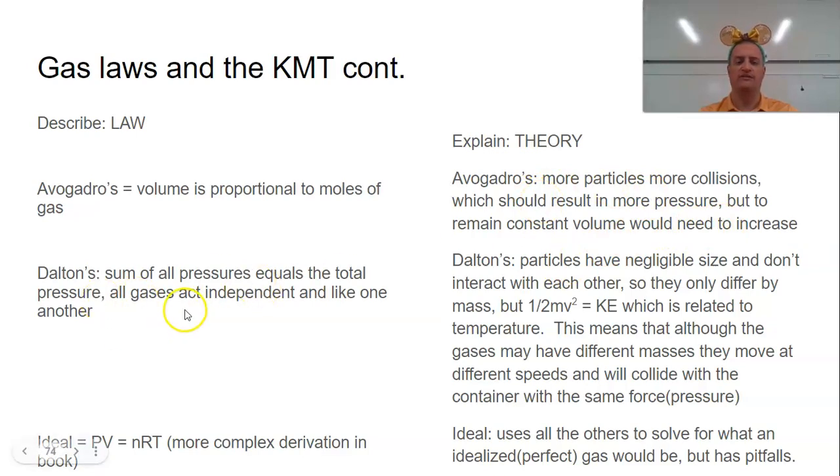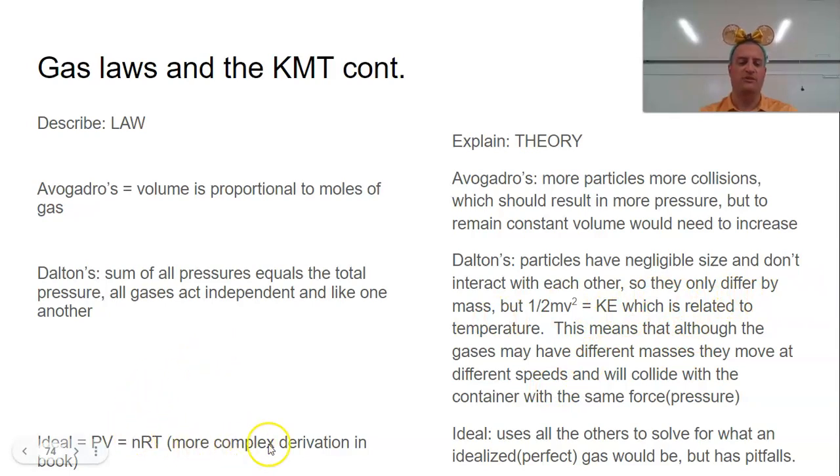Dalton's, they're all summative. Each gas acts like an independent one. So particles have negligible size and don't interact with each other, so they only differ by mass. And we know the kinetic energy is related to temperature. That means although the gases may have different masses, they move at different speeds. And that means they're going to collide with the container with the same force, right? Because it's the kinetic energy that delivers that force when they collide with the container.